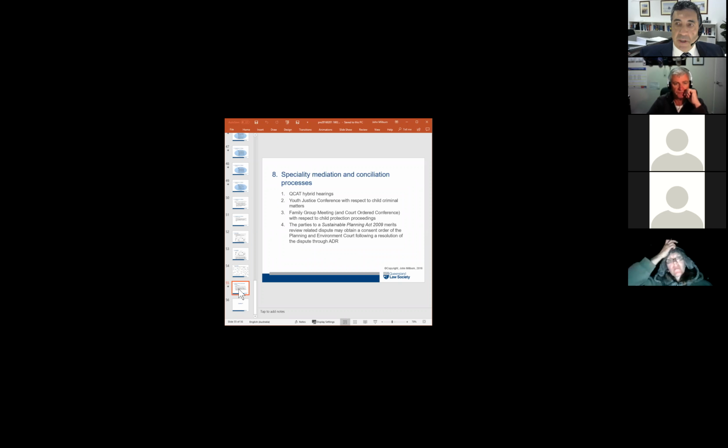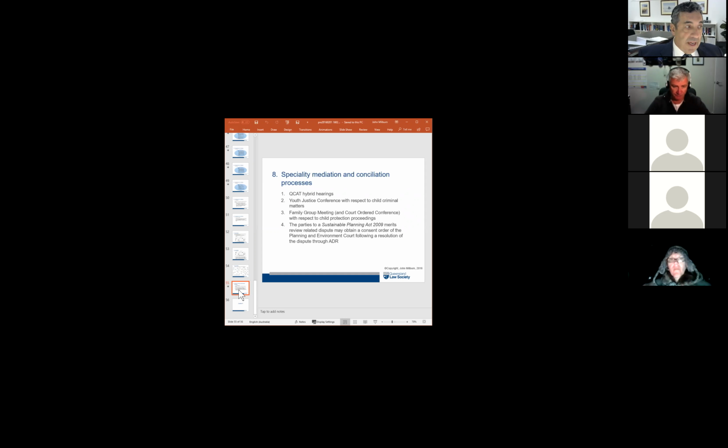Now, a few different specialty processes. For example, in QCAT we have hybrid hearings, which is where we conduct a mediation at the end of a hearing. It's purely facilitative mediation technique, and it provides the parties with a last opportunity to resolve issues. Youth justice conferences, family group meetings, or court-ordered conferences for child protection matters, and parties in planning and environment issues may also have some specialties.